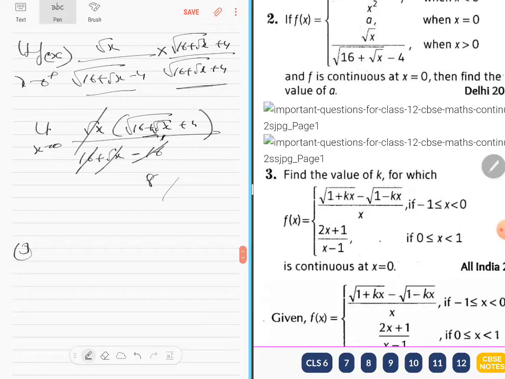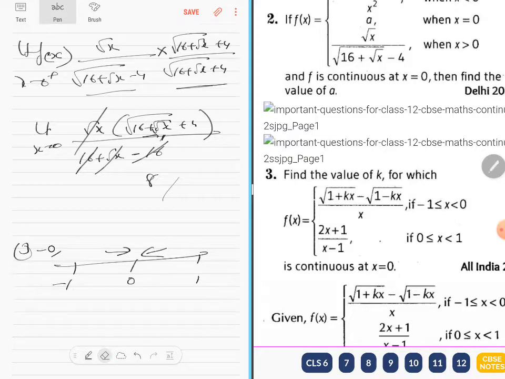f of x is equal to... I'm not going to write the question anymore. When x is less than 0, this is the formula. At x equal to 0, this is the formula. And 0 to 1 also, this is the formula. So what are we going to approach? I'll put this in the number line and see. Minus 1, 0, 1. Do I have the formula for greater than 1? So I can approach only 0 from the left and 0 from the right. I cannot approach minus 1 from the left because less than minus 1 has not been given.